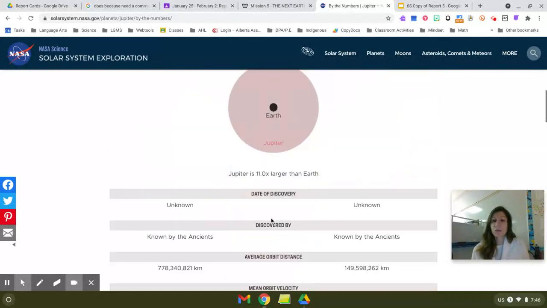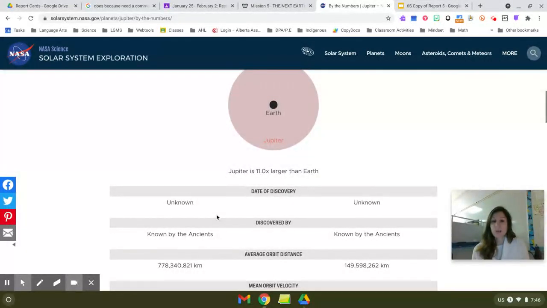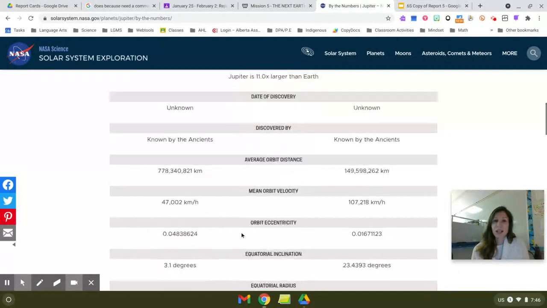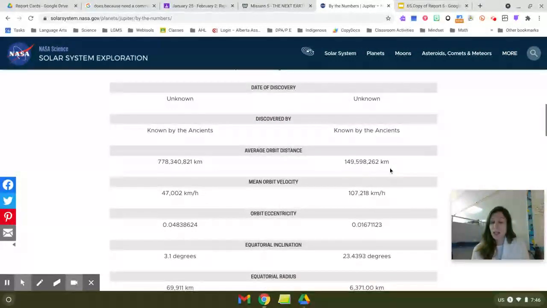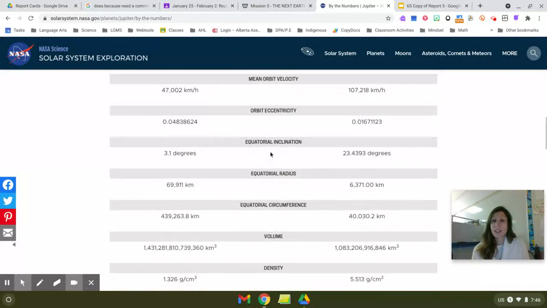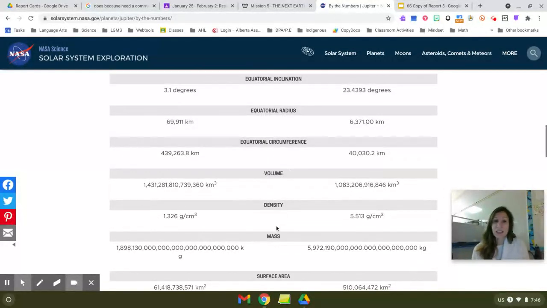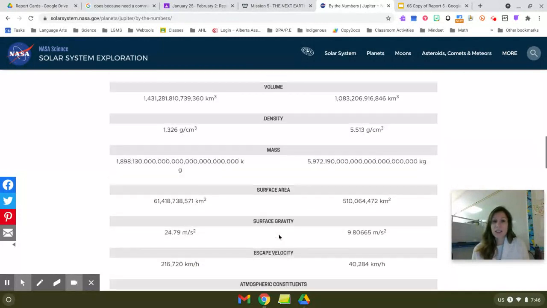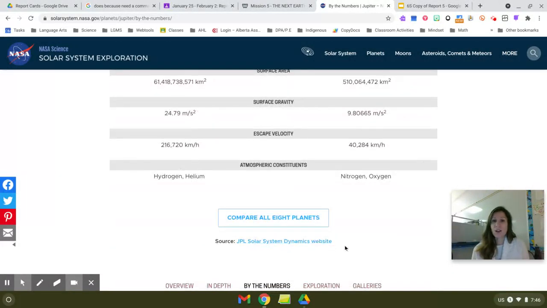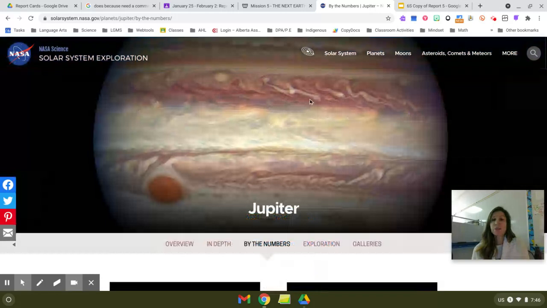So here is our Earth. Look at the size difference. Orbit distance, that's how long its orbit is around the sun. All these things. Here's its tilt. Just like Earth has a tilt, so it's 3.1 degrees. Its radius, its circumference, density, that's how heavy it is, its mass, the surface area, gravity, all these other things, and you compare them all. So here it is zoomed up really close.